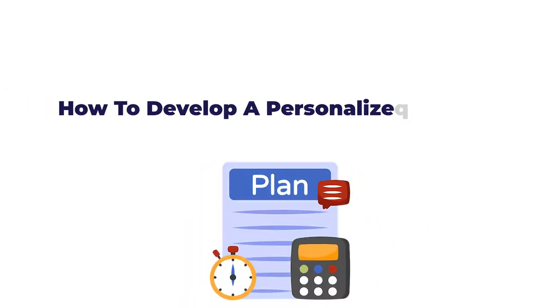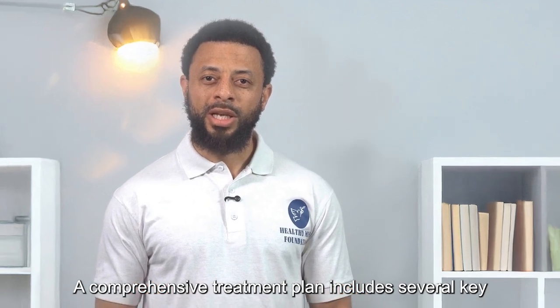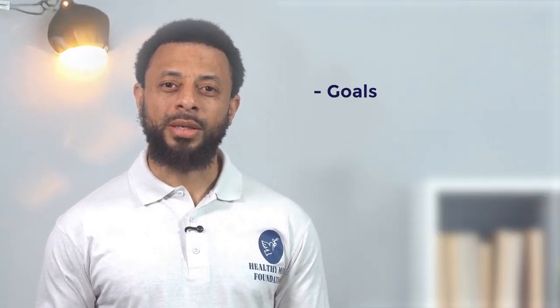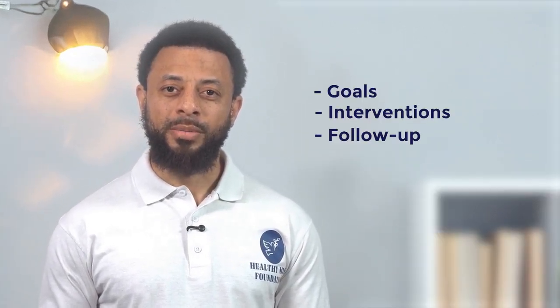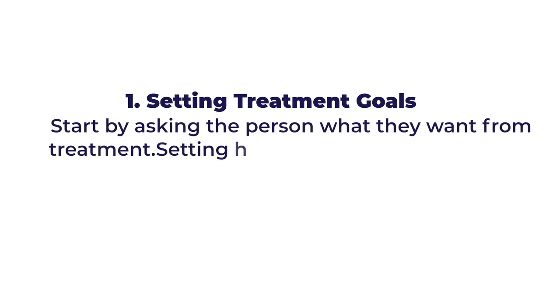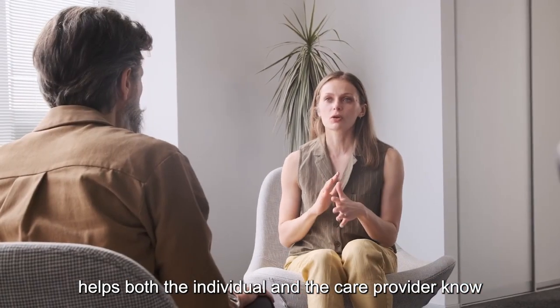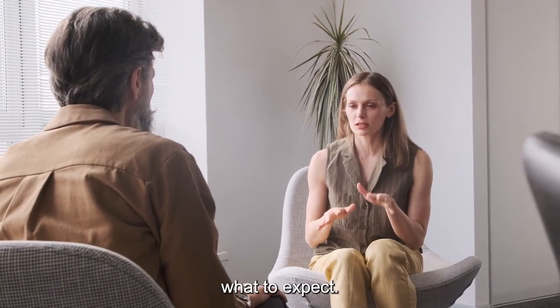How to develop a personalized treatment plan? A comprehensive treatment plan includes several key components: goals, interventions, and follow-up. Let's break them down. 1. Setting treatment goals. Start by asking the person what they want from treatment. Setting goals that are realistic, measurable, and specific helps both the individual and the care provider know what to expect.